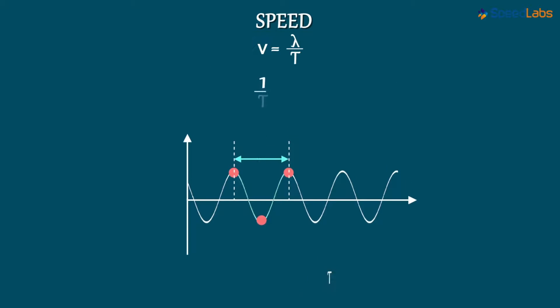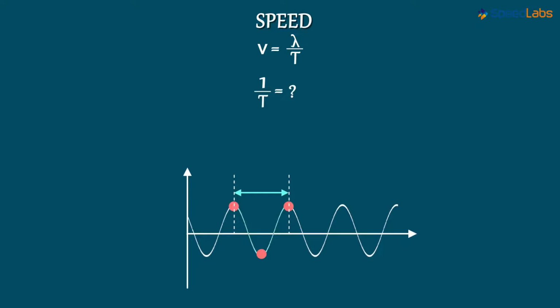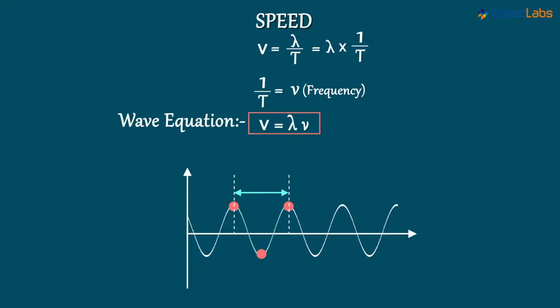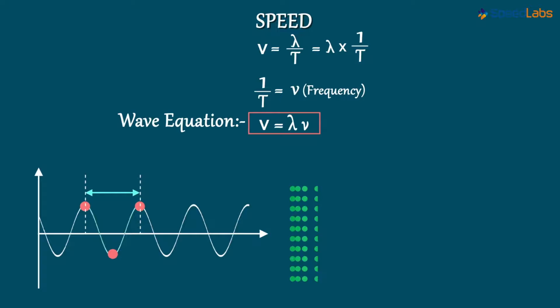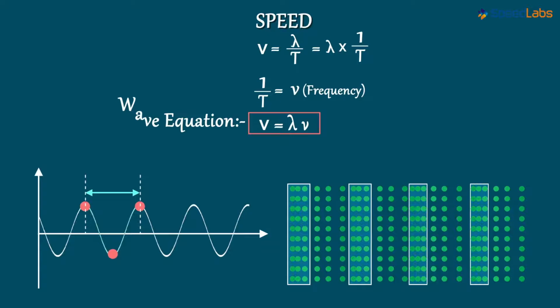Do you remember what 1 over T is? We have seen in our previous video that this is equal to frequency nu. Now replacing the 1 over T with nu, we get v equals lambda nu. This is called the wave equation. This is true for any type of wave and not only for a sound wave, which is a longitudinal wave. The wave equation gives us the mathematical relationship between the speed of a wave, its wavelength, and its frequency.